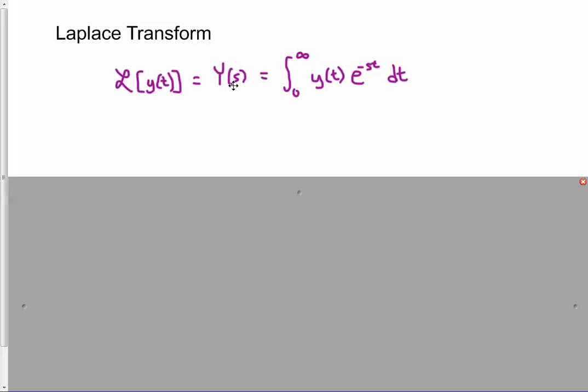So in the end you end up with a function of s. So this process turns y of t into a new function, capital Y of s. And we were using the notation, the script L brackets y, to indicate take the Laplace transform of the function that's inside the brackets.